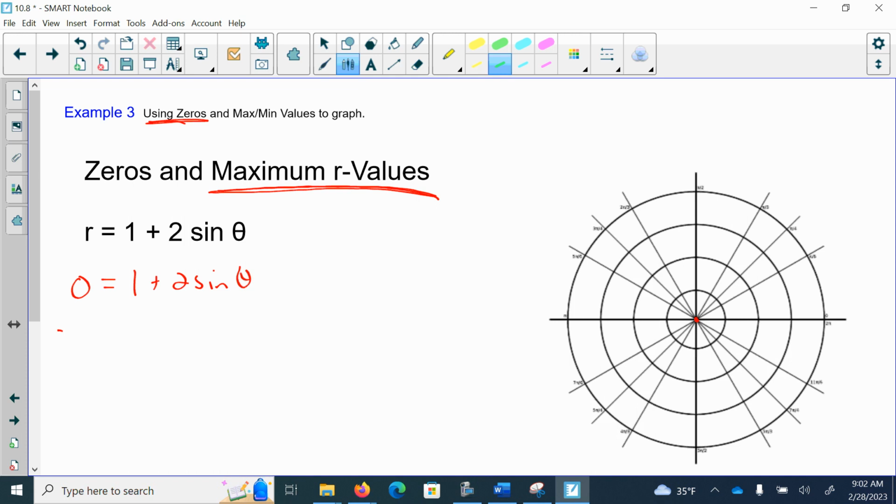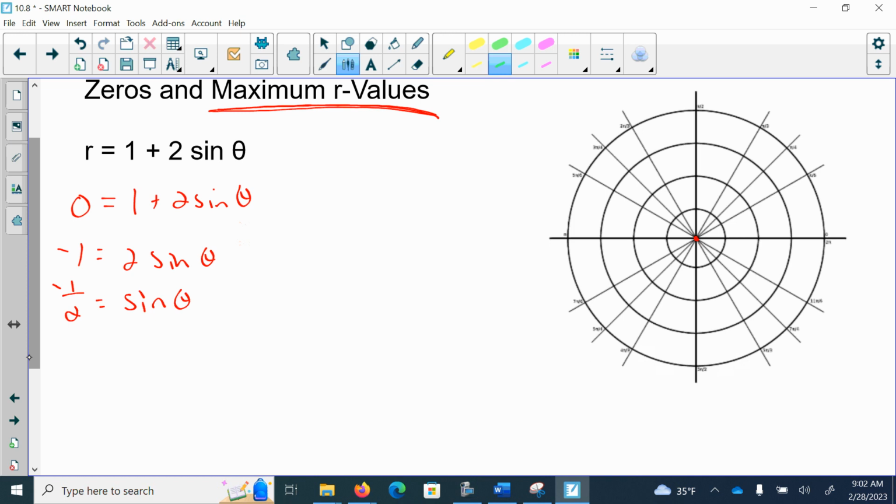And then I'm going to have -1 is equal to 2 sine theta. -1/2 is equal to the sine of theta. And then I have to ask myself, when is the sine equal to -1/2? And that normally happens at 7 pi over 6, knowing my unit circle, and 11 pi over 6. So my zeros are going to be 0, 7 pi over 6, and 0, 11 pi over 6.